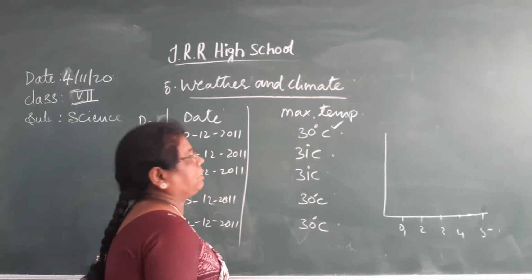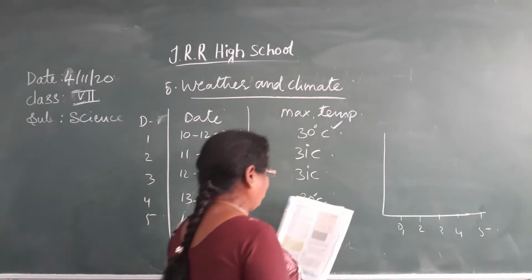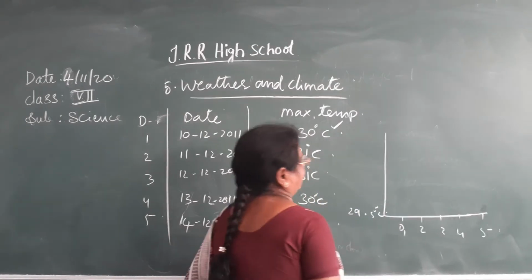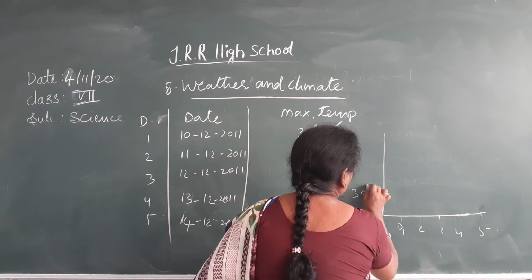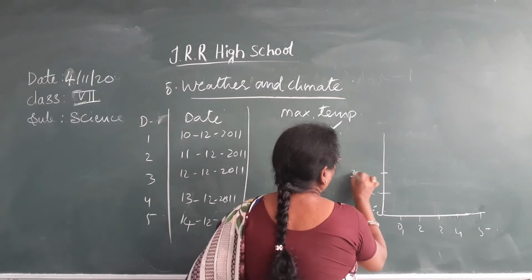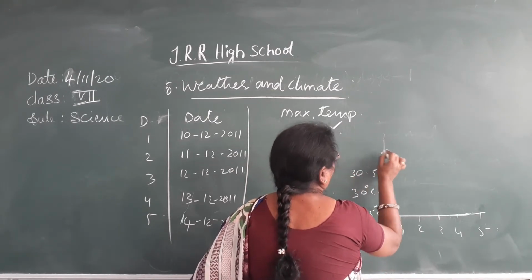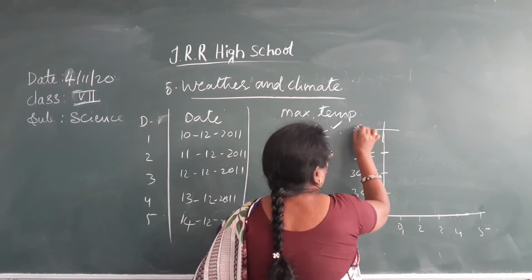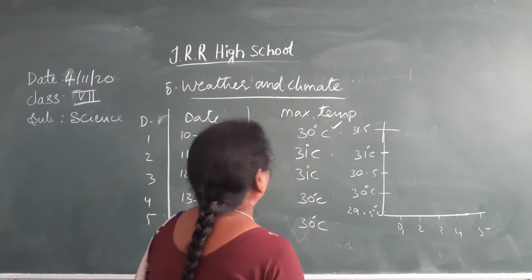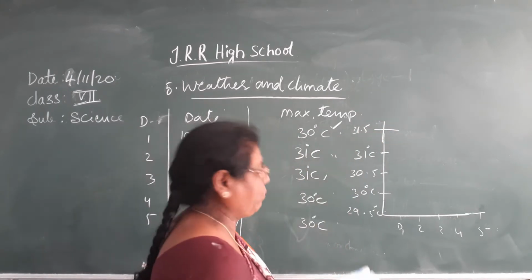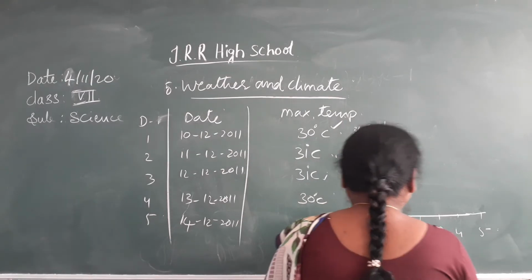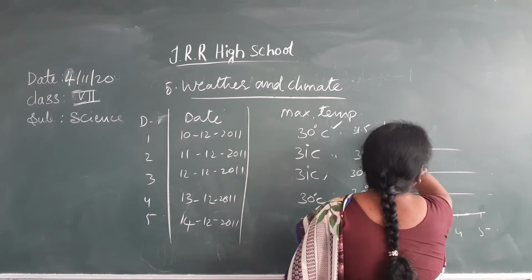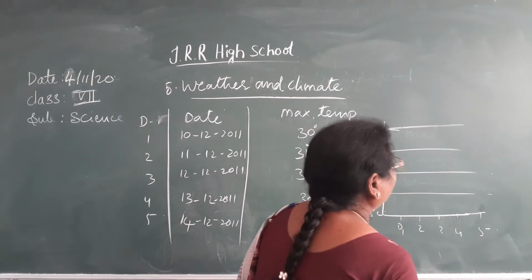Now see, the temperature is starting. Minimum temperature here it is given 30 degrees. So here you can start with 29.5 degrees Celsius, and then 30 degrees Celsius, then 30.5 degrees Celsius, 31 degrees Celsius, 31.5. You have to see the last temperature, and 0.5 you can take extra. Now draw the lines. Already lines will be there in the graph paper. You can take a 1 centimeter scale and draw lines.